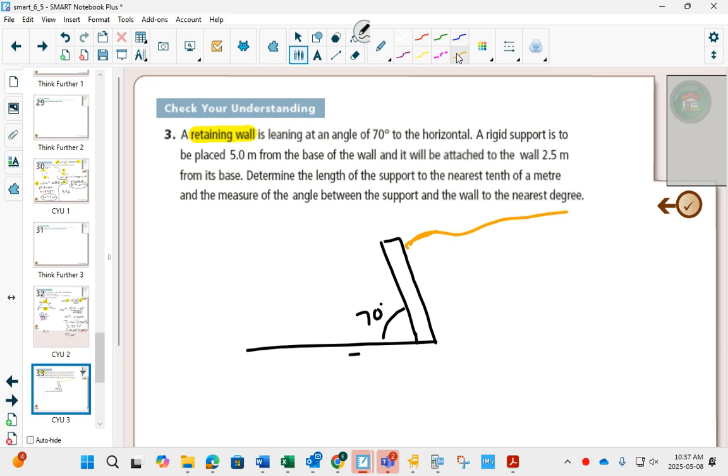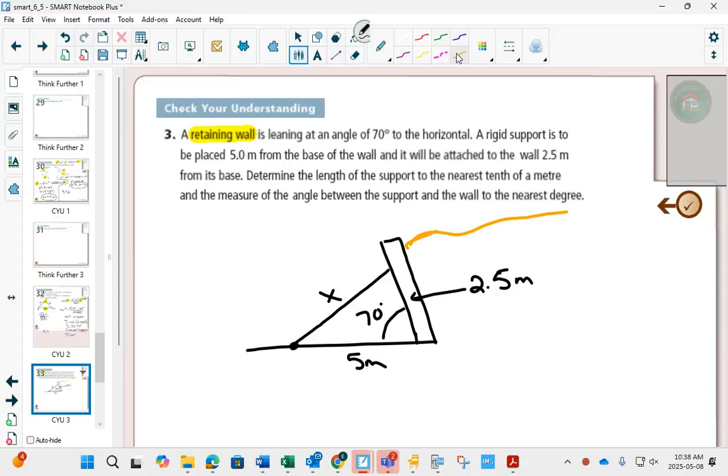So 5 meters away from the base of the wall, they put a bar to hold the wall up, or some sort of support. And that is attached 2.5 meters from the base. So this length is 2.5 meters. Determine the length of the support. So I'm going to put an X right there because that's what I want to find.